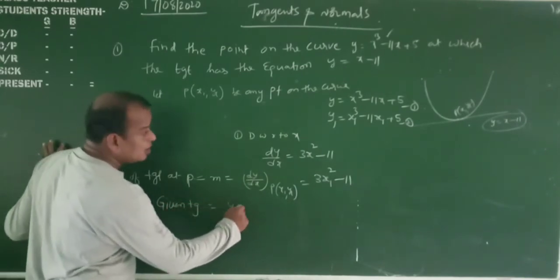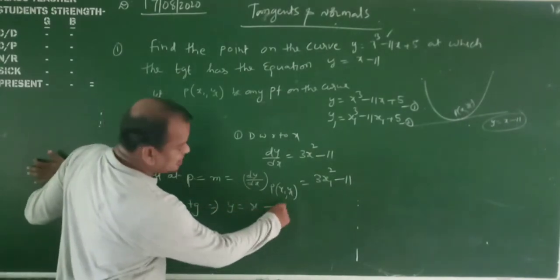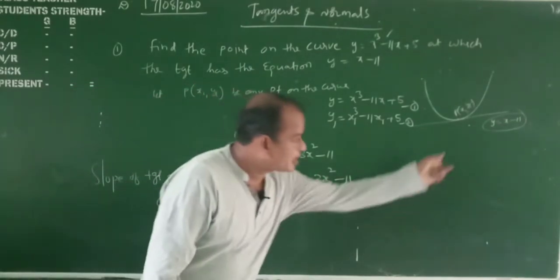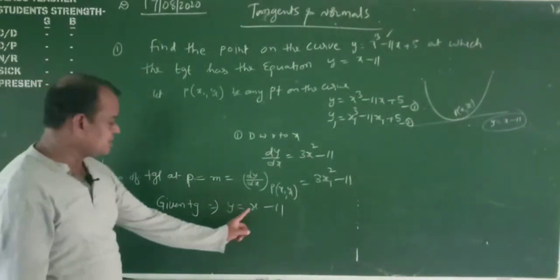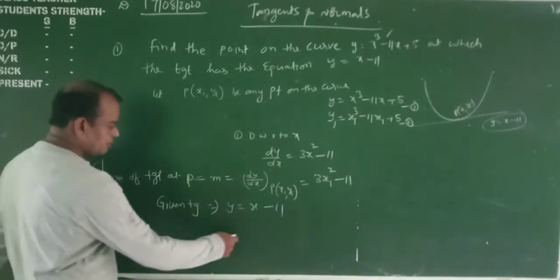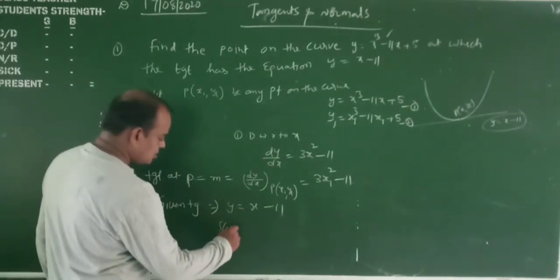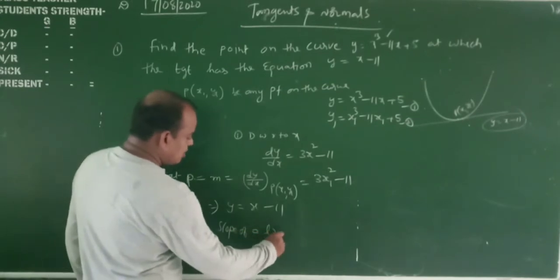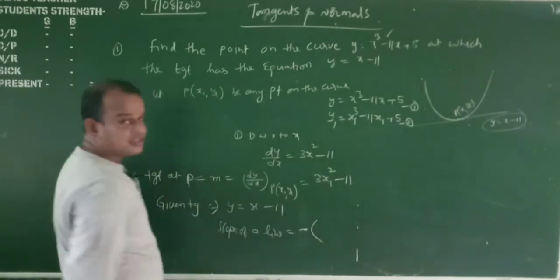y = x - 11. It is in the form y = mx + c. Now, the slope of the line: our formula is minus of the x coefficient by the y coefficient.